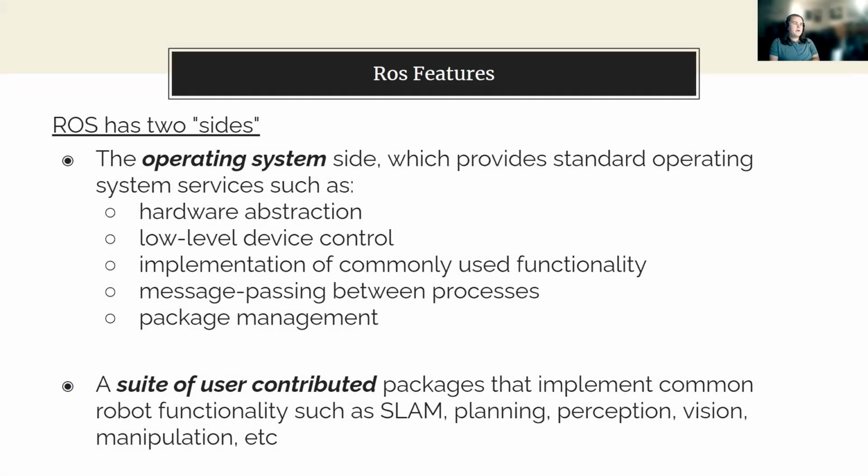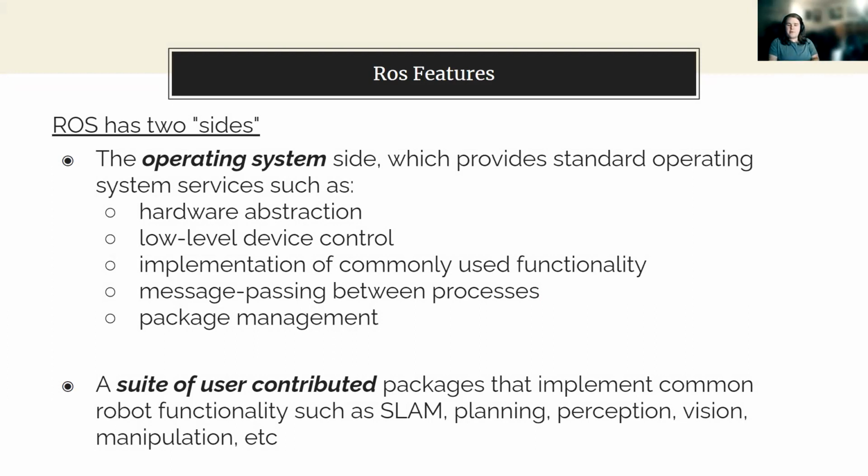ROS has two main sides to it, right? It has an operating system side and a user package side. The operating system side is what you would think of as ROS mainly. And it does what an operating system, in the sense most of us know it, actually does, right? It abstracts the hardware so you can use it more easily, controls low-level devices, and implements commonly used functionality, message passing, and package management. All these things that you don't want to be doing.